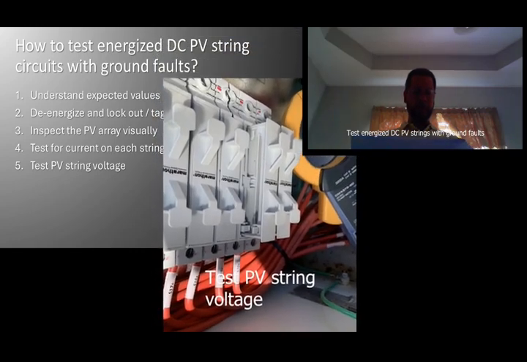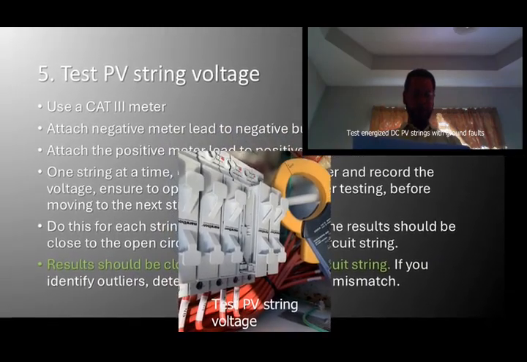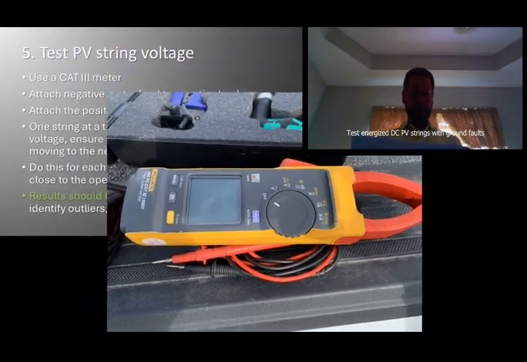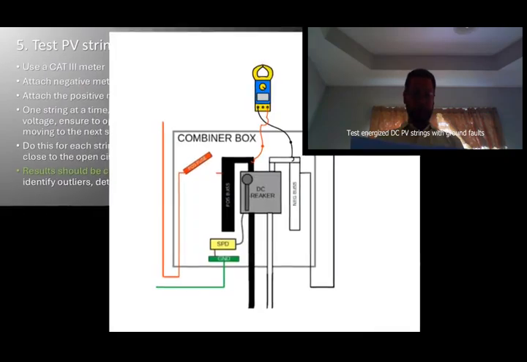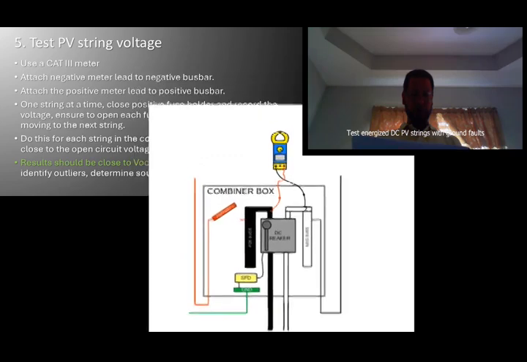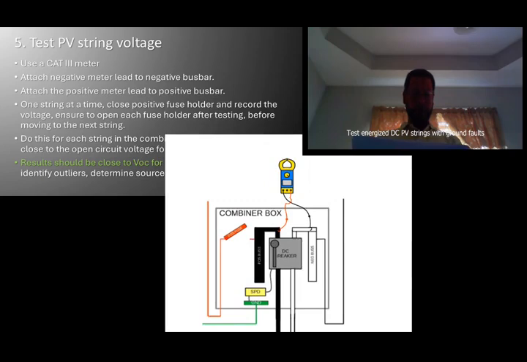5. Test PV string voltage. Use a Cat 3 meter with a voltage rating higher than the PV system voltage, like the Fluke 393. Attach the negative lead from your meter to the negative bus bar using an alligator clip. Attach the positive lead from your meter to the positive bus bar using another alligator clip.